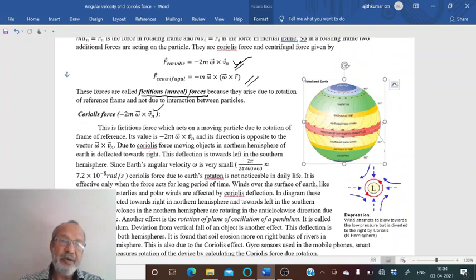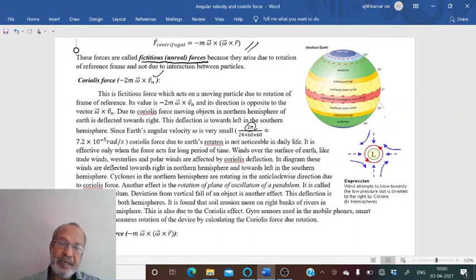Since Earth is a rotating frame of reference, the effect of Coriolis force also can be seen on the surface of the Earth. The effect of this Coriolis force is usually very small, but it can have significant effects when the force is acting for a long time.